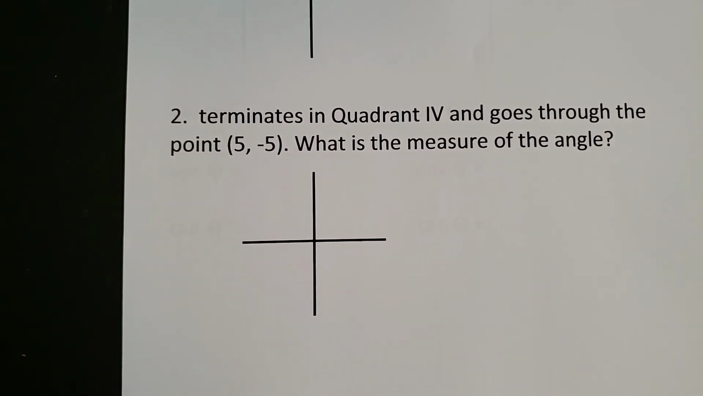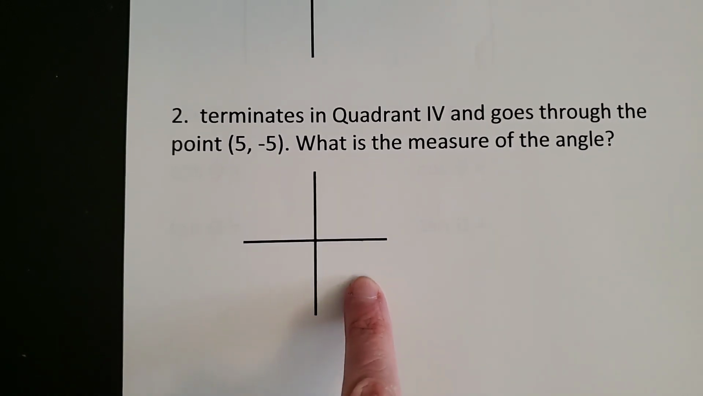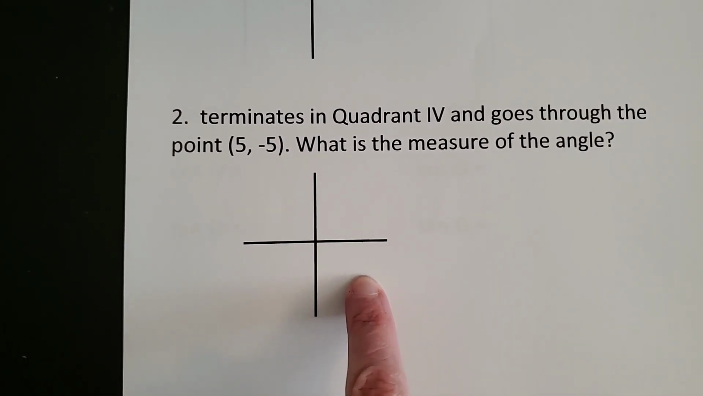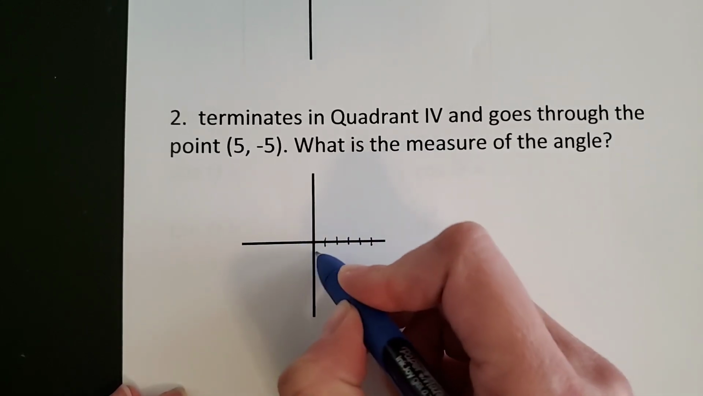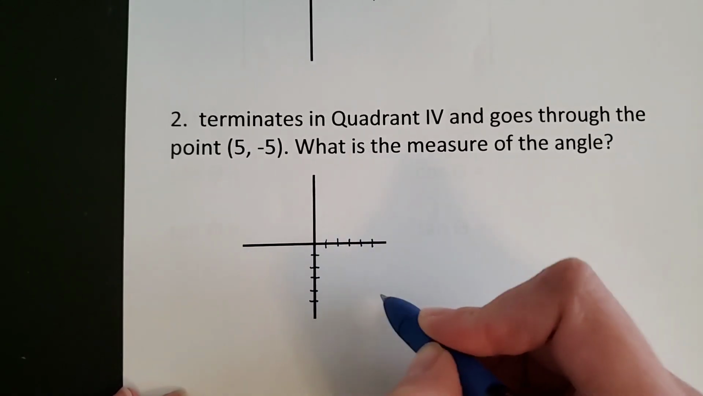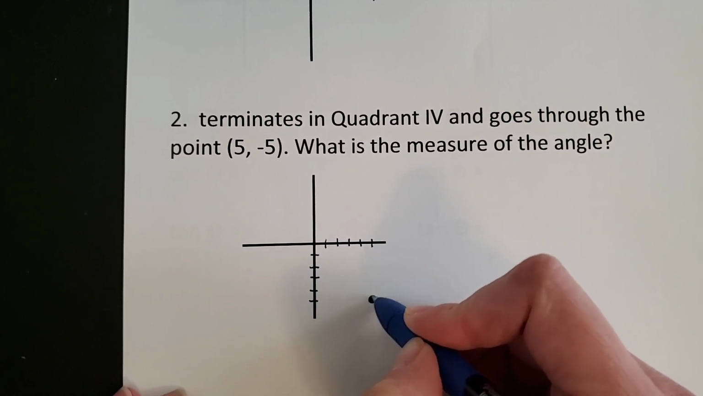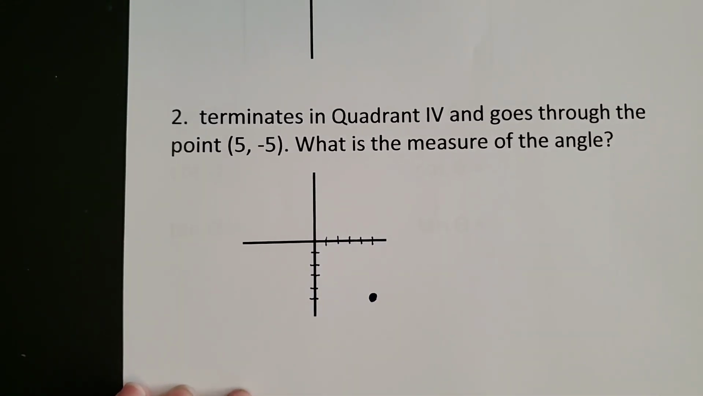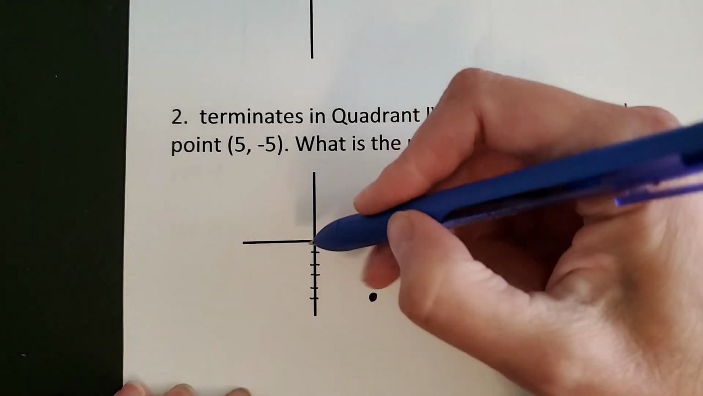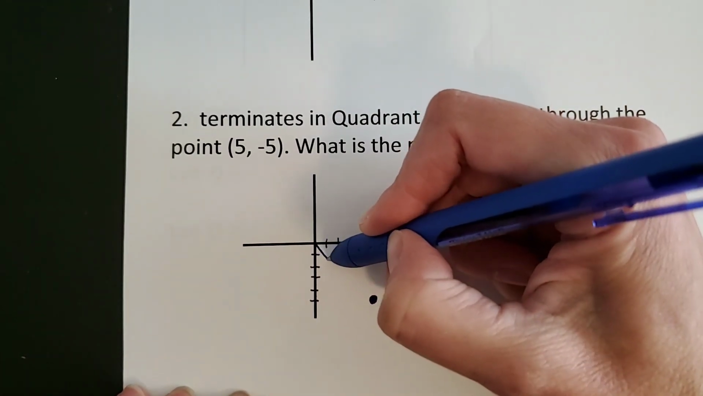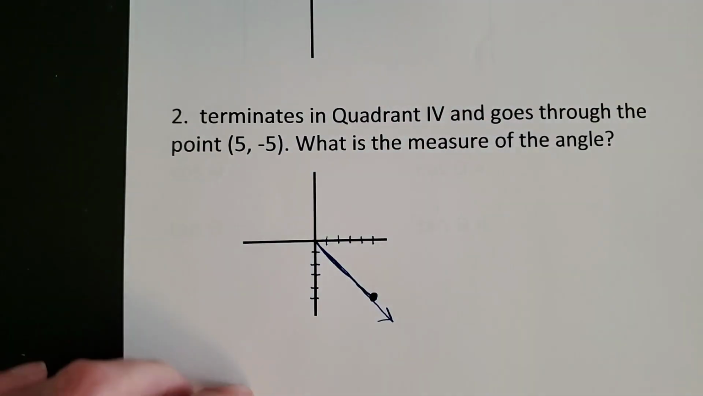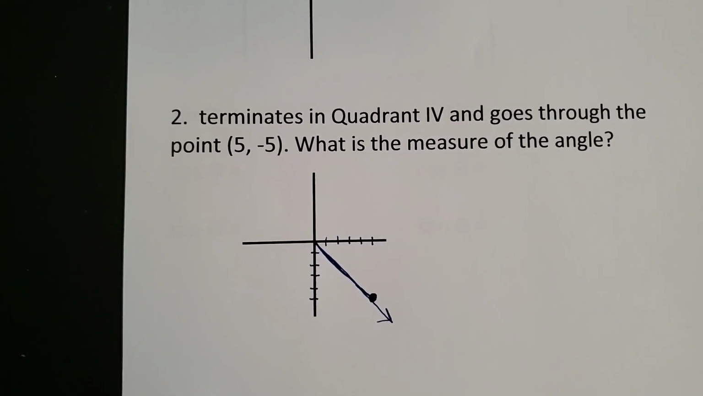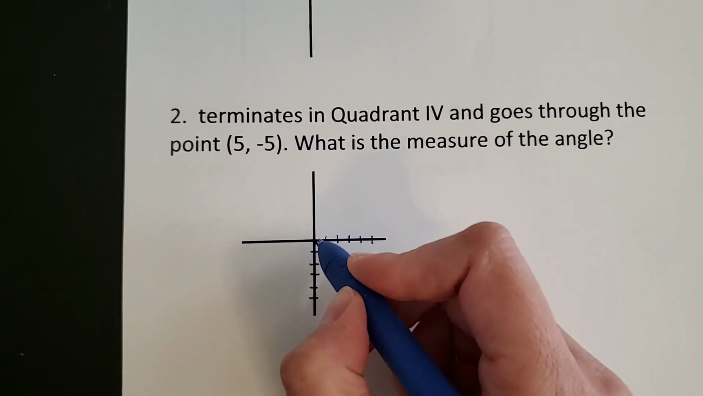Now I want an angle that terminates in quadrant 4, so I want to terminate down here, and goes through the point 5, negative 5. Well, I think I'll plot that point, 5, negative 5. 1, 2, 3, 4, 5. 1, 2, 3, 4, 5. So there's the point 5, negative 5. My angle is going to go through that point. Remember, the vertex of the angles is always at the origin. So my angle is going to go through that point. Pretend that that actually goes through that point. So this is my angle.